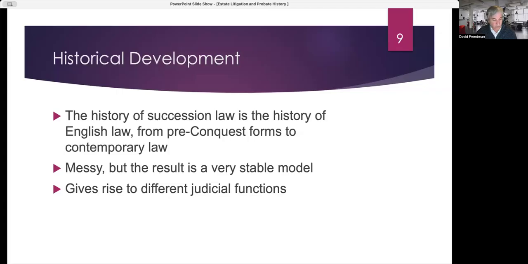And so I'm not going to go through what I put into the lecture notes, but I put it there just so you have some idea of how some of these doctrines have arisen and some of the jurisdictions of the court have arisen.